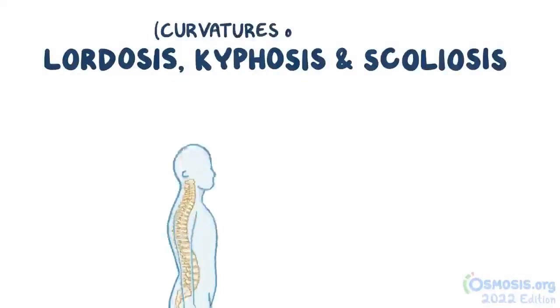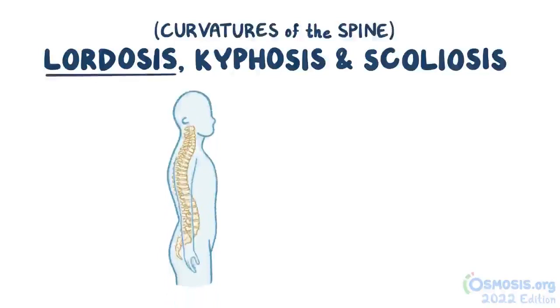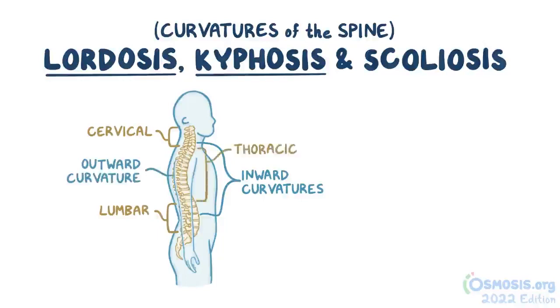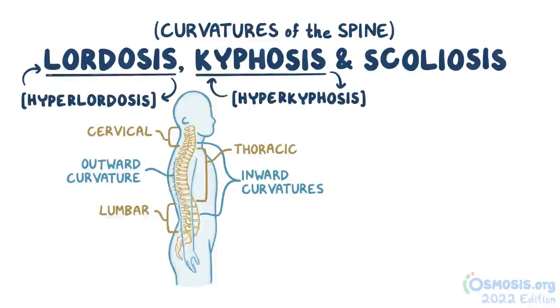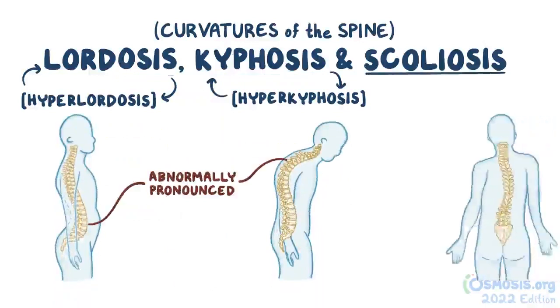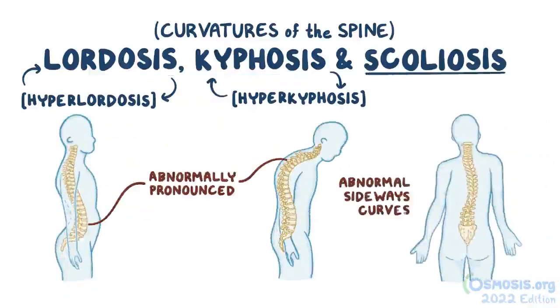Lordosis, kyphosis, and scoliosis refer to curvatures of the spine. Lordosis refers to the normal inward curvatures of the spine at the cervical and lumbar regions, while kyphosis refers to the normal outward curvature of the spine, specifically at the thoracic region. These terms get used interchangeably with hyperlordosis and hyperkyphosis, which means that the curves look abnormally pronounced. Finally, there's scoliosis, which always refers to the abnormal sideways curvatures of the spine.